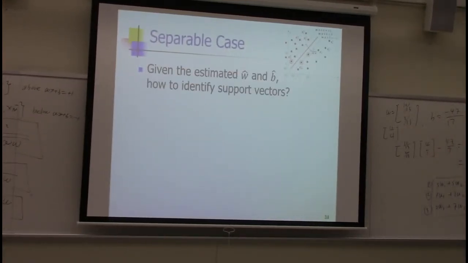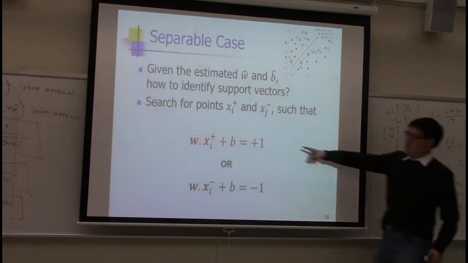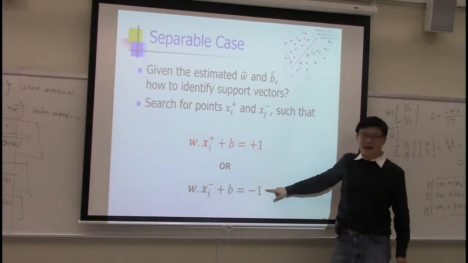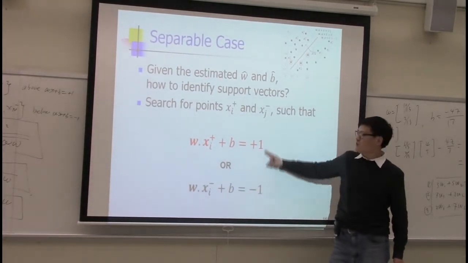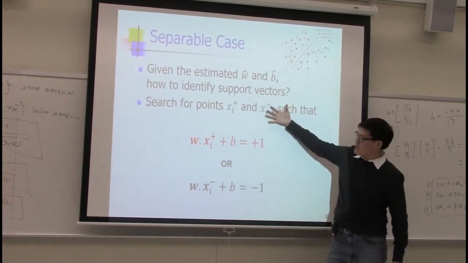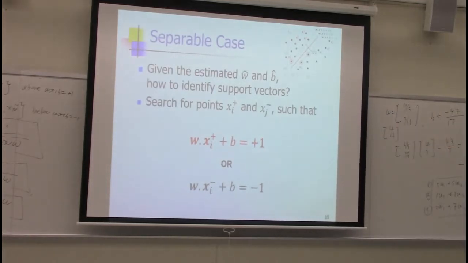Right? So how can we identify support vectors? You search for points such that W x plus b is either equal to positive 1 or equal to minus 1, right? Because this is the boundary for positive space, and this is the boundary for negative space. So equal to positive 1, equal to minus 1, as long as the points satisfy one of the two equations, then the points are called support vectors. You follow?